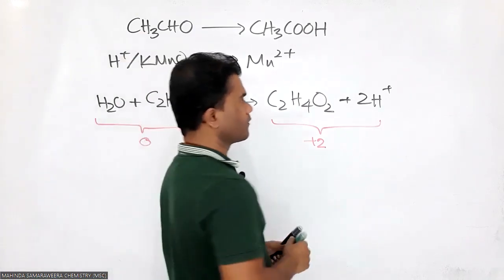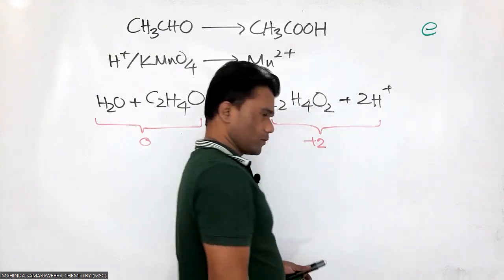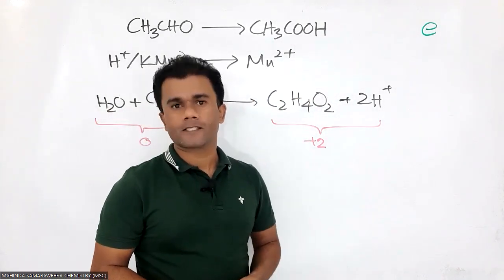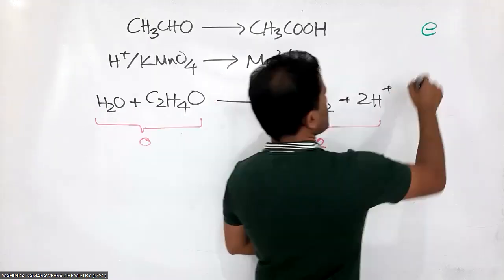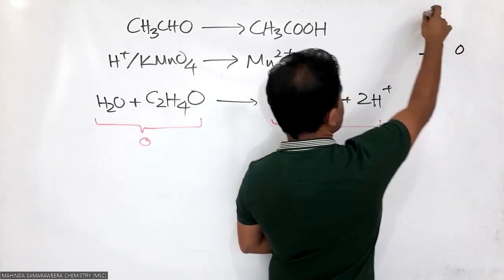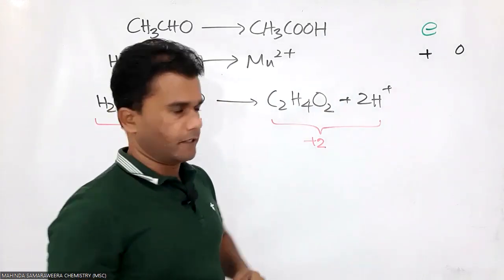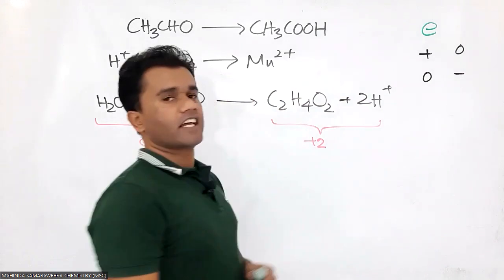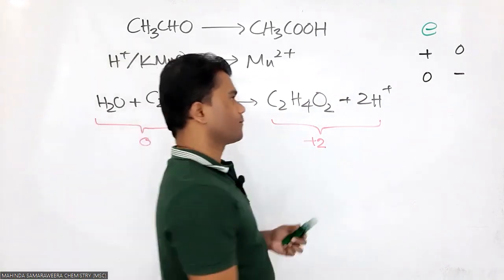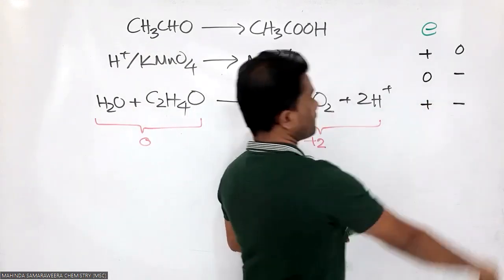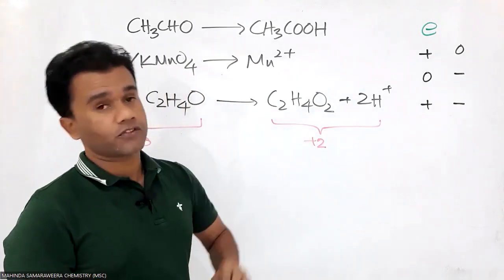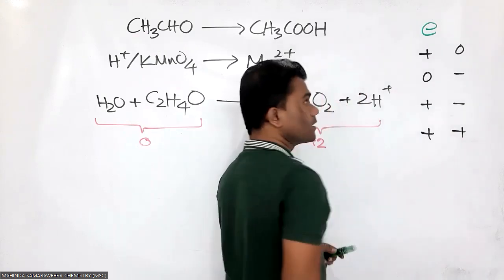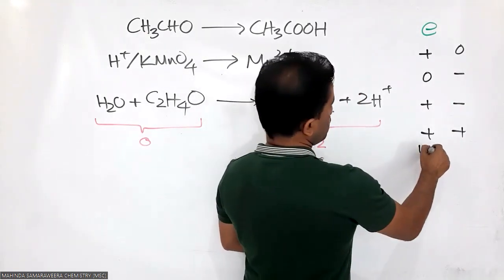That's the logic behind this. But if it is difficult to decide these things, you can memorize it in this manner. If you get positive and neutral, we add electrons to the positive side. If you get neutral and negative, we add electrons to the neutral side. If you get positive and negative, we add electrons to the positive side. If you get positive and positive, we add electrons to the more positive side.